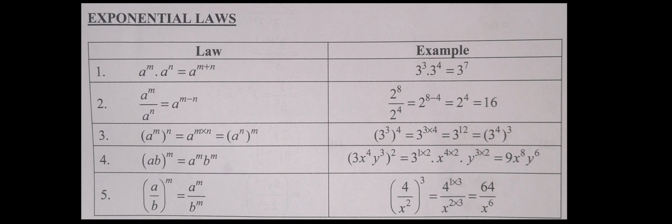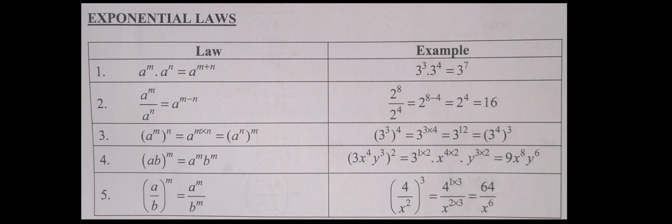The second law says when you divide the same bases, you subtract the exponents. Now these bases have to be the same. If these bases are different in any way, you cannot subtract these exponents, or else whatever you do from there will be wrong.